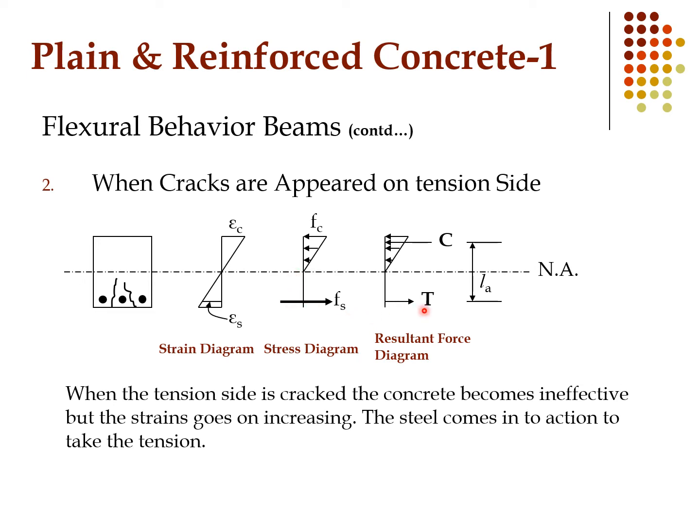So in the resultant force diagram, again we have C, the compressive internal resistive force on the compression side of the concrete. This T is because of the reinforcement. So again the distance between C and T is LA. And this is the diagram for the second stage when cracks appear on the tension side.